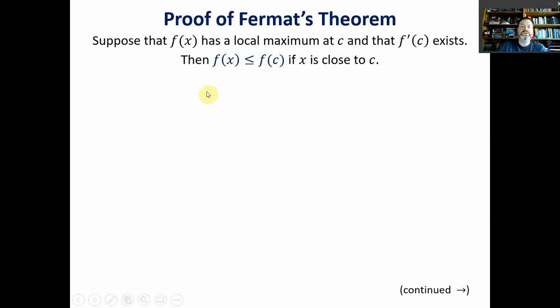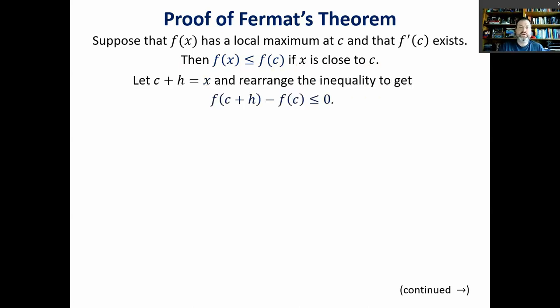So we're just using the definition of local maximum here, right? We're saying if x is close to that point, then the function is less than that y value, everywhere else close to it. So just in a local region. So what we're going to do is get rid of x and replace it by c plus h. So x is just any number close to c, so we're just going to call x c plus h. So h is just some small number.